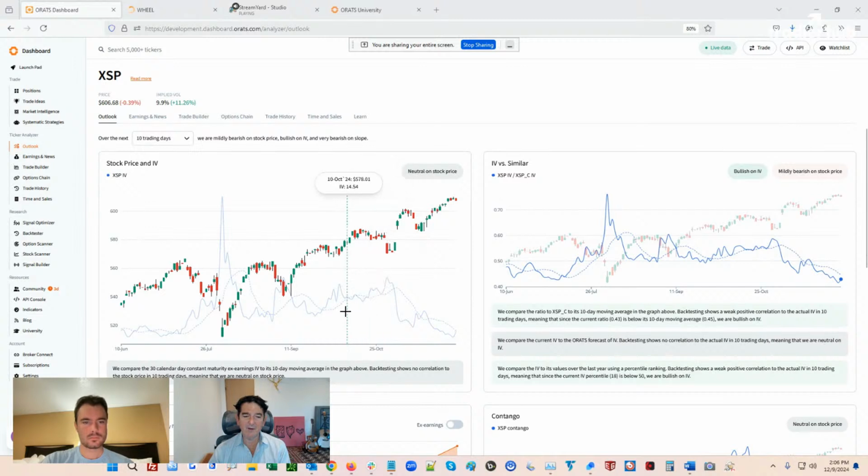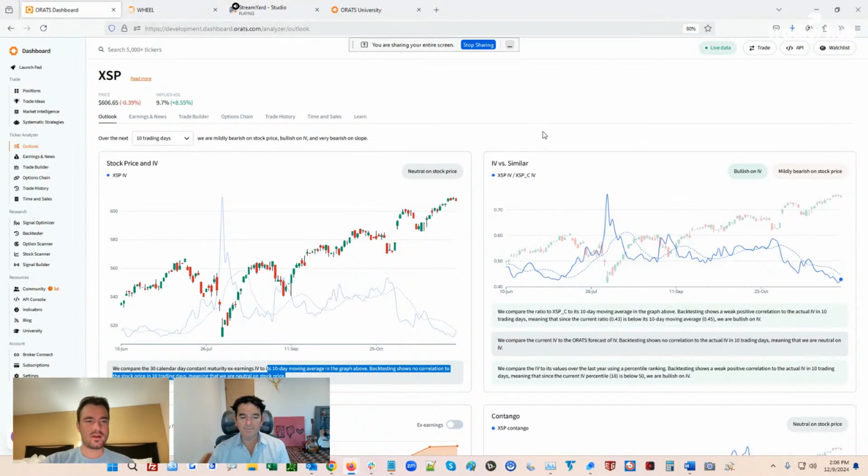So this would be implied volatility versus its 10-day moving average. It's a 30-calendar-day constant maturity versus a 10-day moving average. When it goes above it, that's not a good sign. When it goes below it, that's a pretty good sign. So that would be one thing to look at.